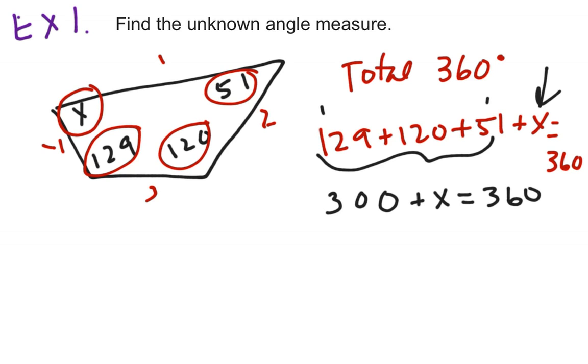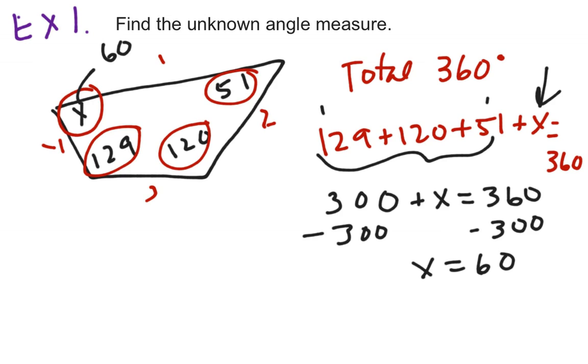And I still have an x and a 360. And so I'm going to subtract 300 from both sides. And that gives me x equals 60. So those would be my 4 angle measures. Let's just make sure. So I've got 129 and 51, that's 180, and 180, that's 360. Okay, that works.